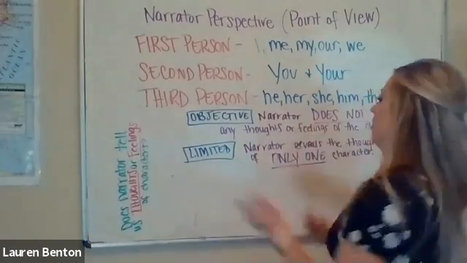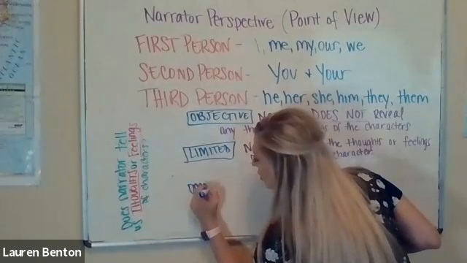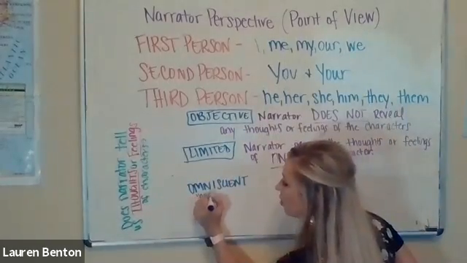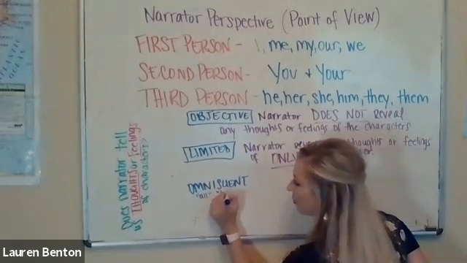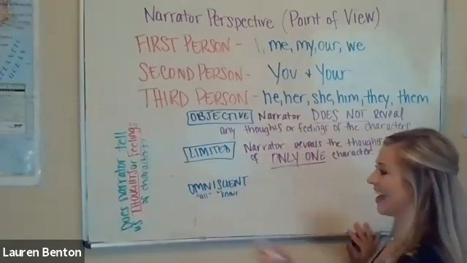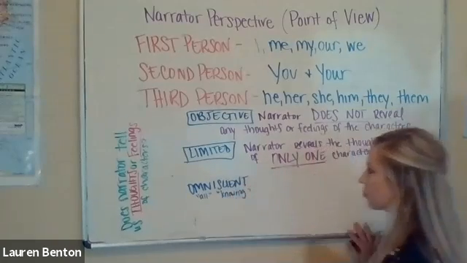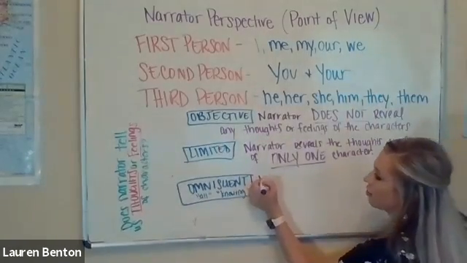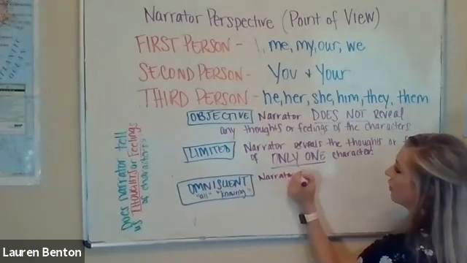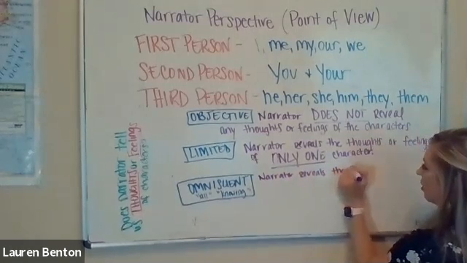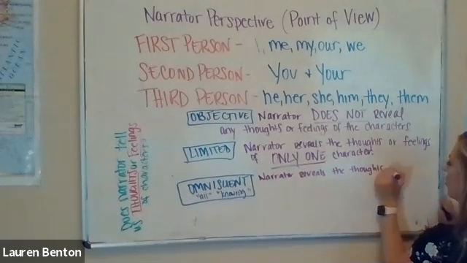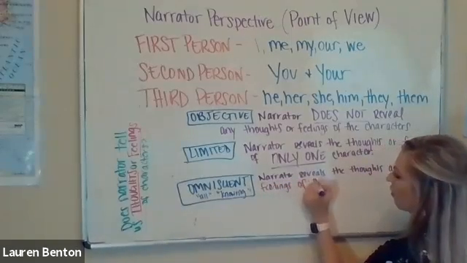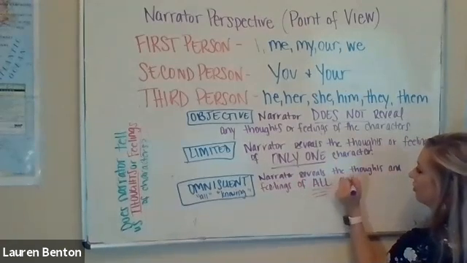The third perspective is omniscient. And this actually means, when you break it down, omni means all, and scient is knowing. So omniscient actually means all knowing. And that is where the narrator reveals the thoughts and feelings of all characters.